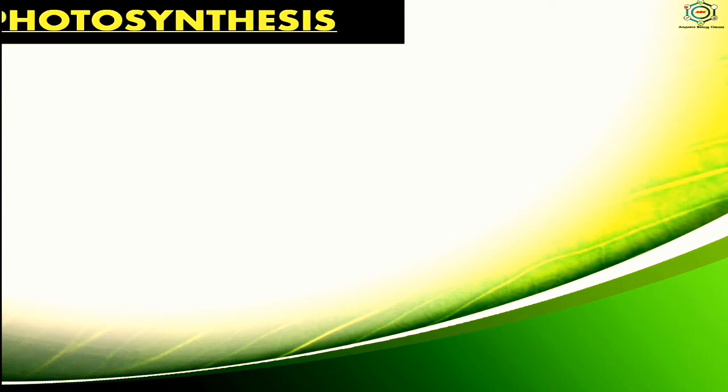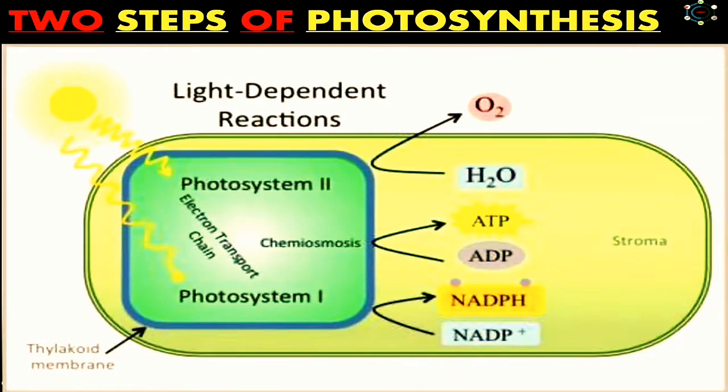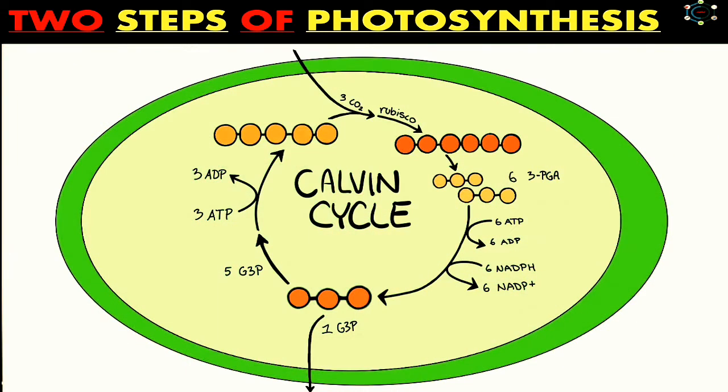Now, after this, two steps of photosynthesis. So what are the two steps of photosynthesis? The present state of our knowledge regarding photosynthesis proves that it is not a one-step process, but a two-step process. The first step is dependent on light and hence called the light reaction or the photochemical reaction. In this step, the assimilatory power is generated in the thylakoids.